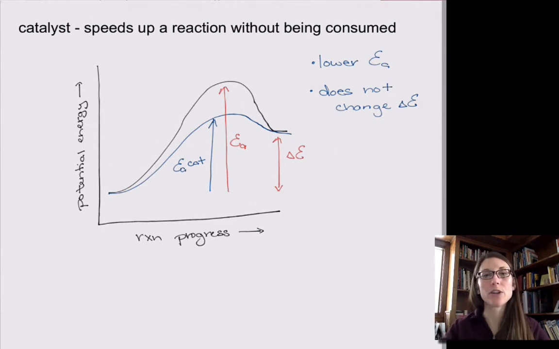It's also important to note that when you lower the activation energy by changing the pathway, you lower the activation energy for both the forward and the reverse reaction. And so it does not affect your equilibrium constant.